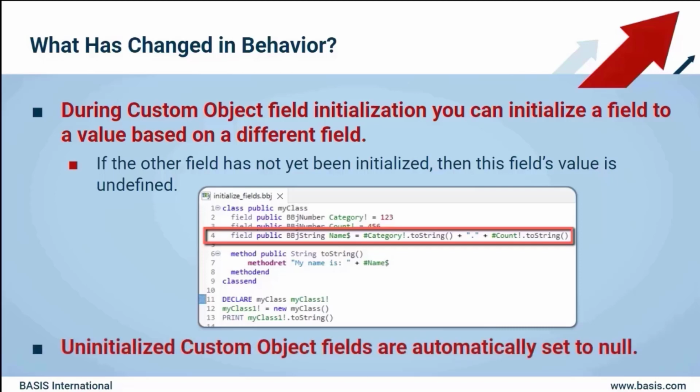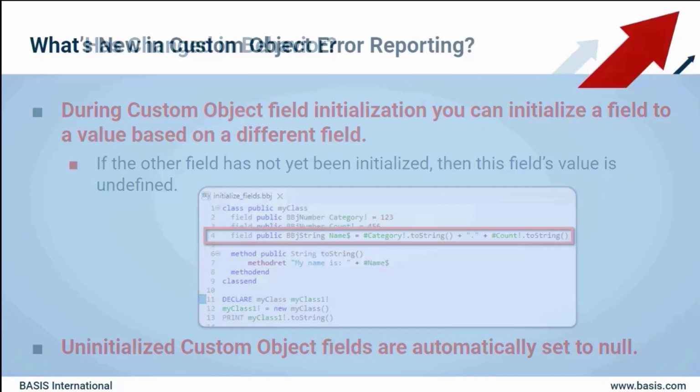As a side effect of that, uninitialized custom object fields are automatically set to null. So any field that isn't set by you to a particular value on the field initialization line is now automatically set to null. This is a safety feature, but if you haven't been relying upon that in the past, you may find it to be unexpected.